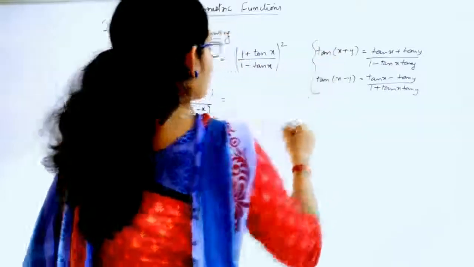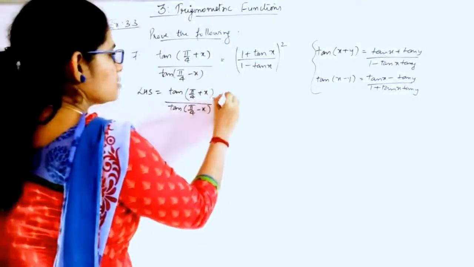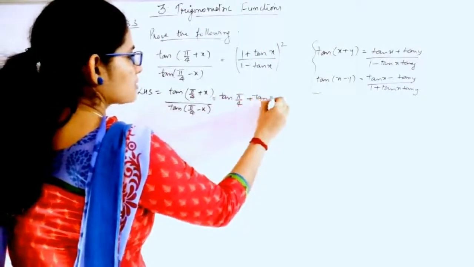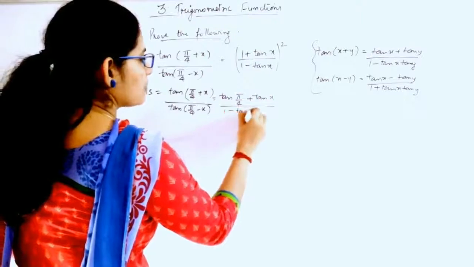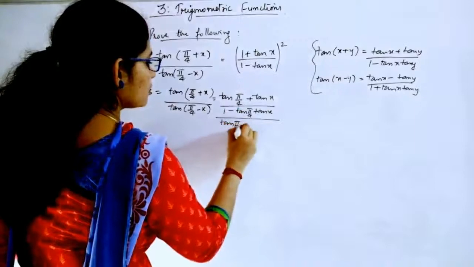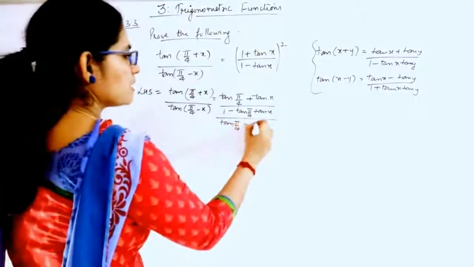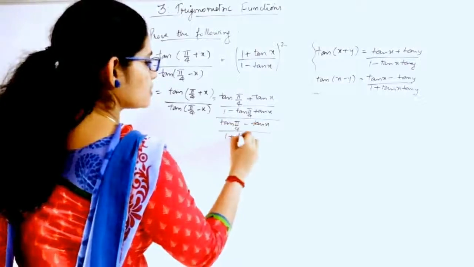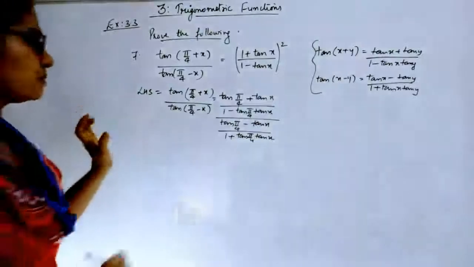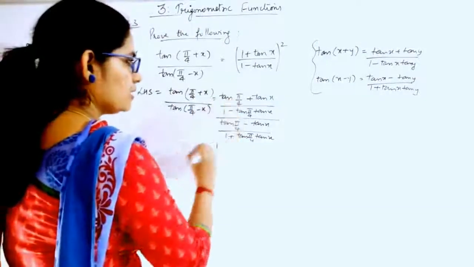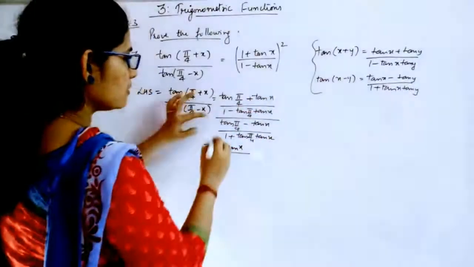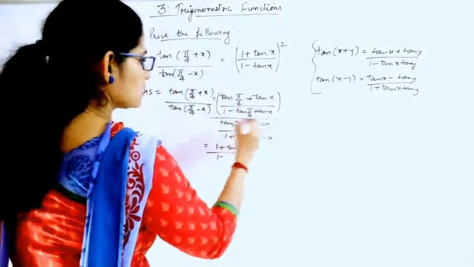So we are using these two formulae here, so that we will get this is equal to tan, instead of x you have pi by 4 plus tan x divided by 1 minus tan pi by 4 tan x, the whole divided by tan pi by 4 minus tan x. Here you have a negative sign, so minus will come here, divided by, here it is positive, 1 plus tan pi by 4 tan x, right? This is the direct formula application. Now, tan pi by 4 is 1.